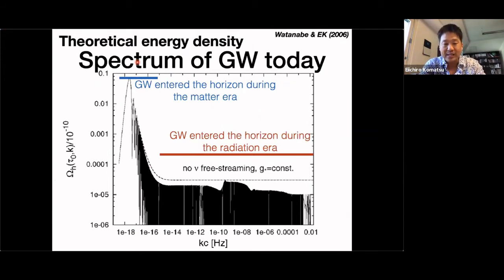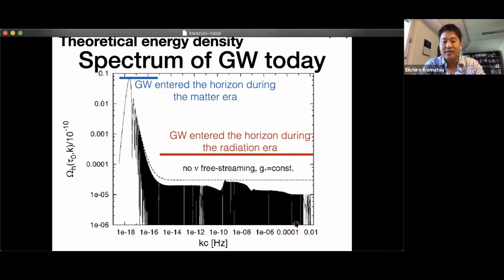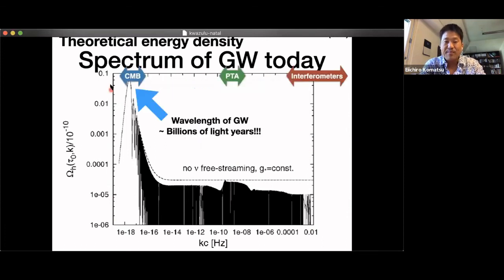But the important thing is, look, you have the frequency of gravitational wave coming from 10 to the minus 18 hertz to millihertz or decihertz and so forth here. You have 20 orders of magnitude, more or less, in the frequency coverage. You can measure by cosmic microwave background here. It's billions of light years in wavelengths. Well, you have LIGO here. Well, you have pulsar timing array, nanohertz here.